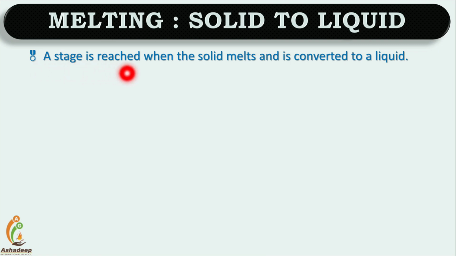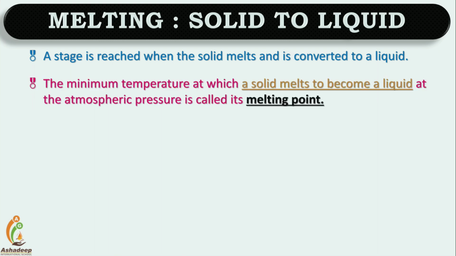A stage is reached when solid melts and is converted to liquid. So if you continuously supply heat, the particles which are bonded with each other in a solid break, and that gets converted into liquid. The minimum temperature at which a solid melts to become a liquid at atmospheric pressure is called the melting point. So melting point is the minimum temperature at which solid gets converted to liquid, and that will be at atmospheric pressure. Atmospheric pressure means the normal pressure.